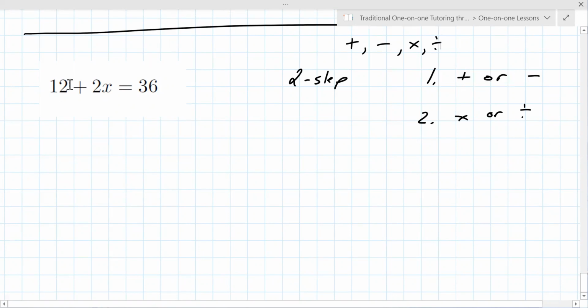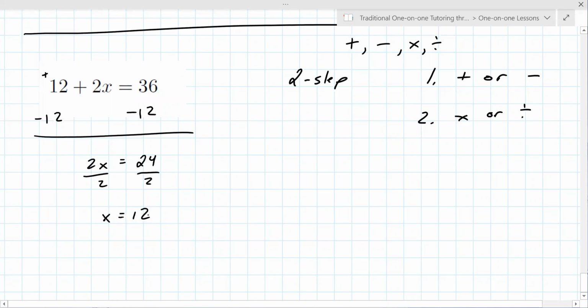Okay, so there's 12 here. We have to undo the 12 here. Is it positive or negative? Positive. How do you undo plus 12? Subtract 12. 2x equals 24. Divide both sides by 2. x equals 12.